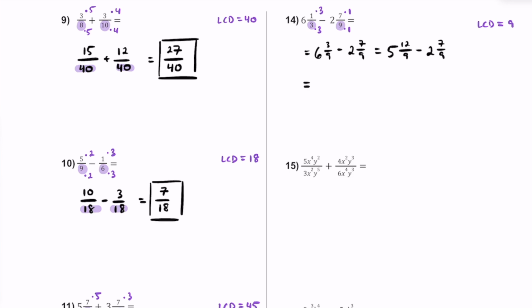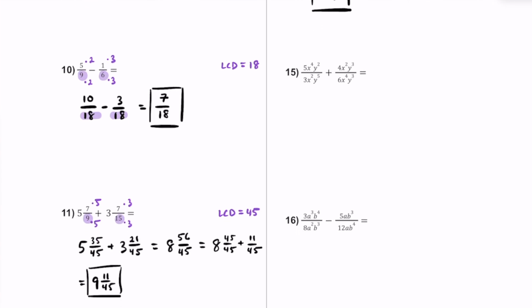All right. At this point, I think we're good to go, right? This 5 is bigger than the 2. The 9 is just going to stay on the bottom, and the 12 minus 7 is going to be okay too. So 5 minus 2 is going to be a 3 for the whole number. 12 minus 7 is going to be 5 for the numerator, and our denominator, of course, remains 9. That will be our answer.